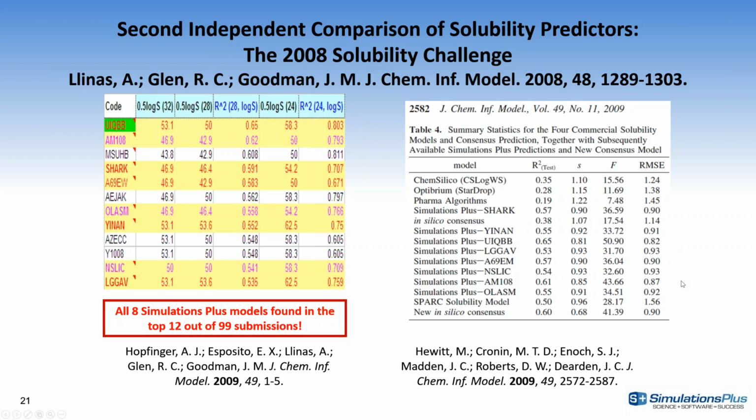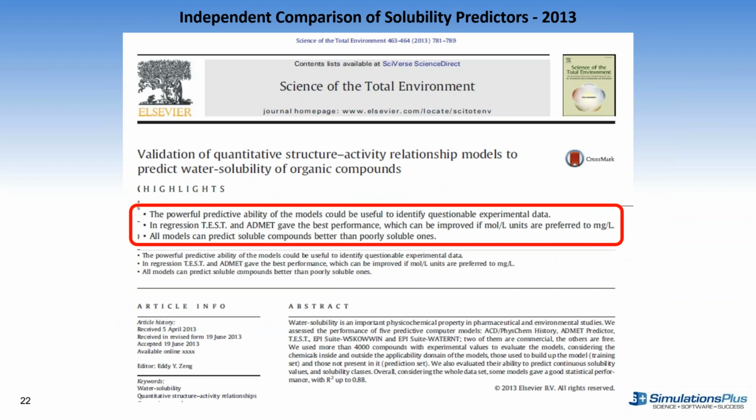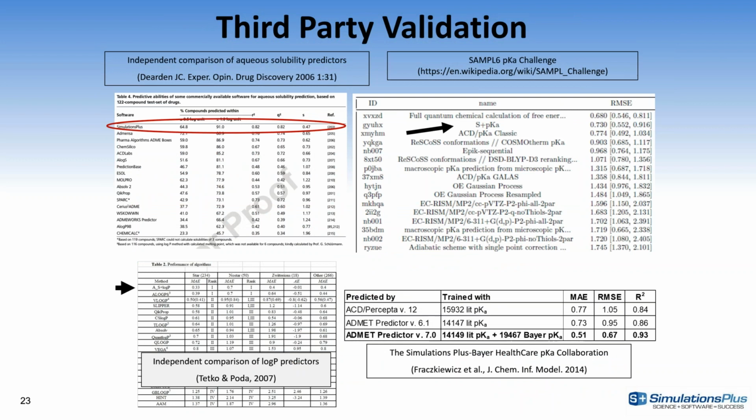This was a second comparison of solubility predictors. It shows that the test model and ADMET Predictor gave the best performance here. And then on this slide, I just want to point out over here to the right, a recent SAMPL pKa challenge where ADMET Predictor's pKa model actually turned out on top. This is a little bit older slide. I think when this was revised, we actually came out on top against several of our competitors.